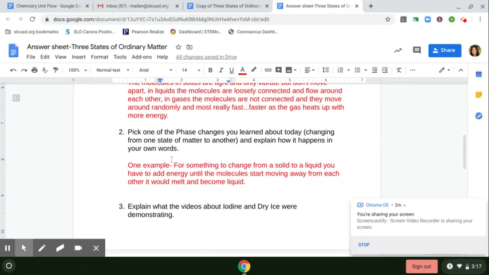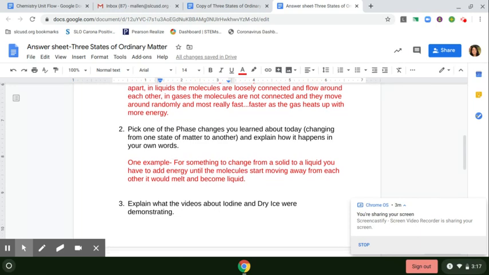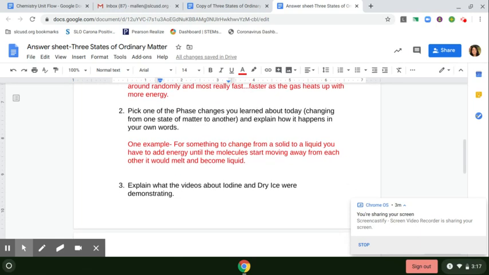Then you were supposed to pick one phase change and explain how it happens in your own words. So I'm going to say for something to change from a solid to a liquid, you have to add energy. You could say you're going to heat it up until the molecules start moving away from each other. They start moving faster and faster, and it would melt and become a liquid. Okay, you could have picked a different one. You could have picked how something can freeze and become a solid, or how something can boil and become a gas. Just depends on whichever one you wanted to explain.